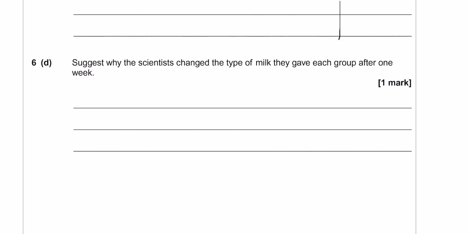Okay, yet another suggest. So there are plenty of different answers. Again, 1 mark. Why the scientists changed the type of milk they gave after 1 week. Basically, you're eliminating the variation in the volunteers' response to lactose. Or you could say that each person acts as its own control, or to compare the effect of lactose on both groups, which I think is probably a better answer.